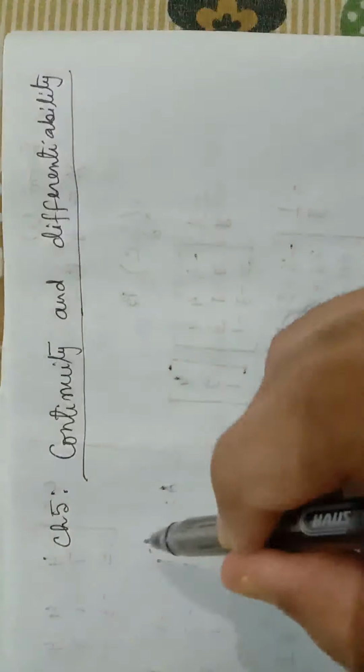Morning, dear students. Today I will start chapter 5, continuity and differentiability. Let us start with the definition of continuity. Let us start the chapter continuity and let me write its definition.